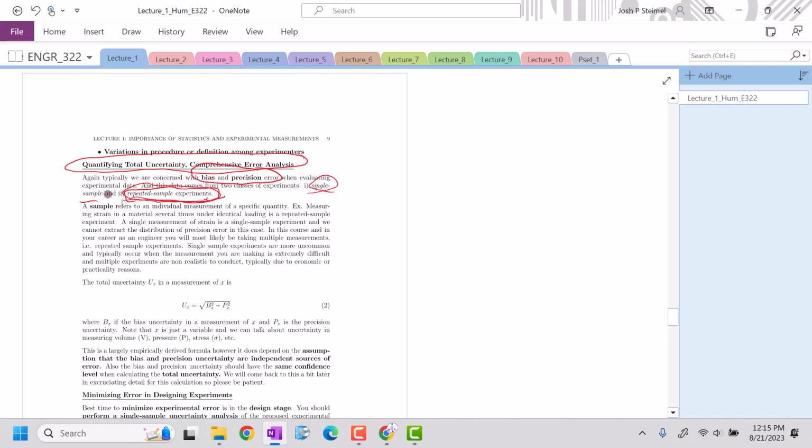The single sample experiments, obviously, those occur when it's a very expensive experiment, it's a one-time event, you can observe it, and then you have to kind of analyze that. That requires smaller sample statistics and different toolkits to analyze, but we'll be touching on that a little bit in this class as well.